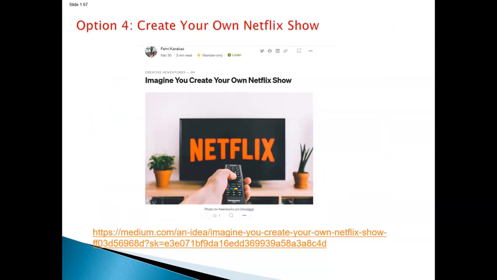Option 4 is the most creative, wild option. This is create your own Netflix show. Okay, so Netflix, let's say, has given you authority, budget, whatever. You can create any show that you wish. Let's say, what would you create? This can be drama, science fiction, reality show, anything. Something related to your hobbies, passions, curiosities, as you wish.